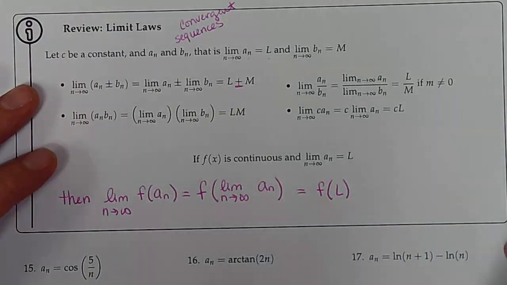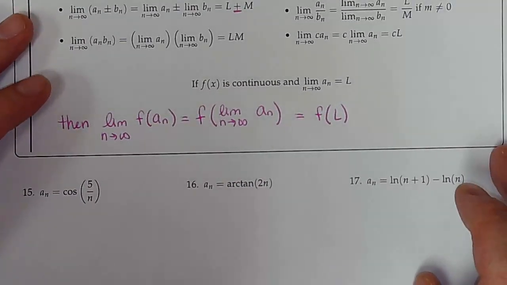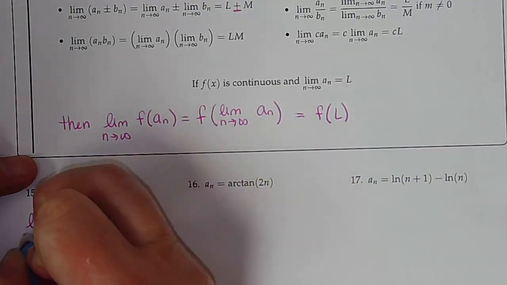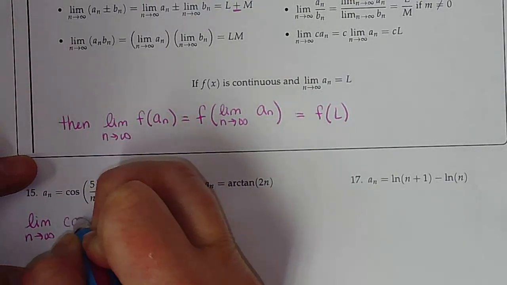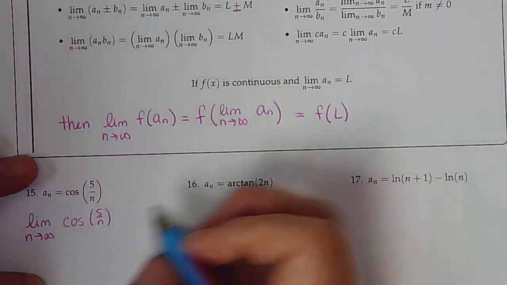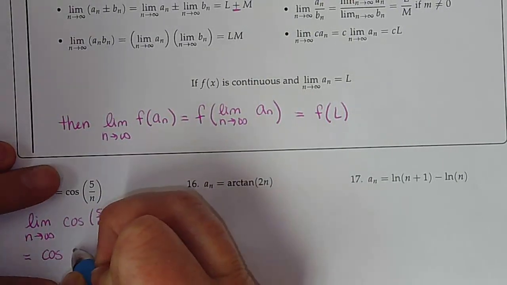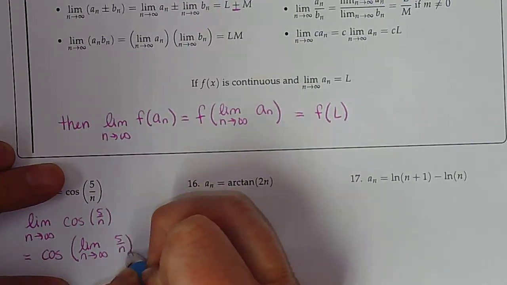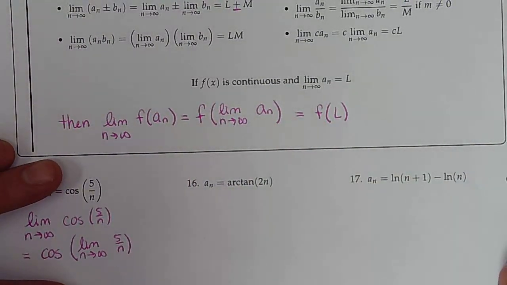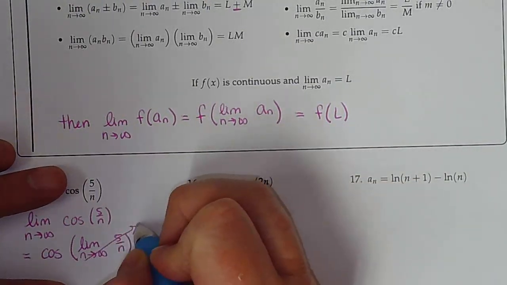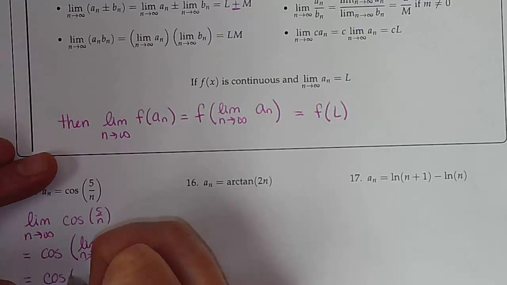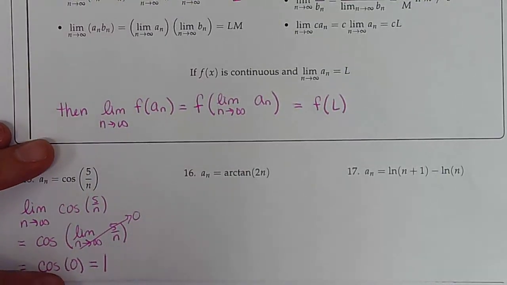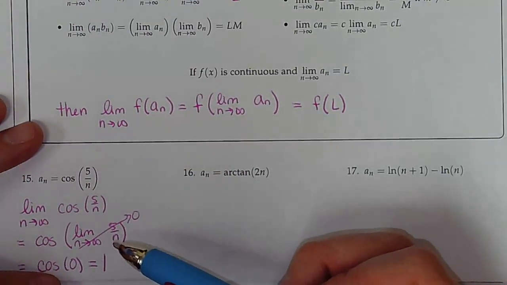Okay, so we're going to go ahead and try these rules out down below. The first one I have is the sequence cosine of 5 over n. If I write my limit as n goes to infinity of cosine of 5 over n, that's going to be equal to cosine of the limit as n goes to infinity of 5 over n. Okay, and we know what that does. That's basically 5 divided by infinity, so this is going to 0. So this is cosine of 0. We know cosine of 0 is equal to 1. Okay, so here we have a convergent sequence that converges to 1.